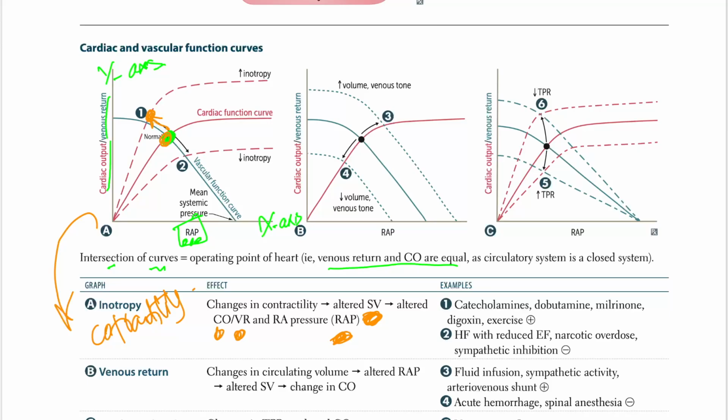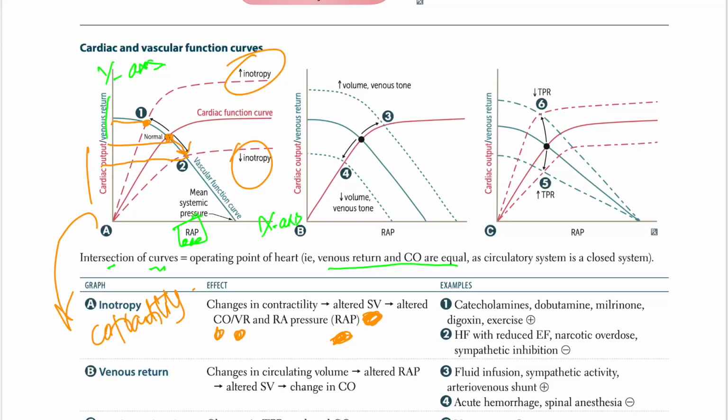So look what's going to happen here. This was normal, so you move from this point to this one. You increase the cardiac output and you increase the venous return just by increasing the inotropy, which is your contractility. But on the other hand, if you decrease the contractility, decrease the inotropy, you would decrease the cardiac output and the venous return. Simple thing, right?